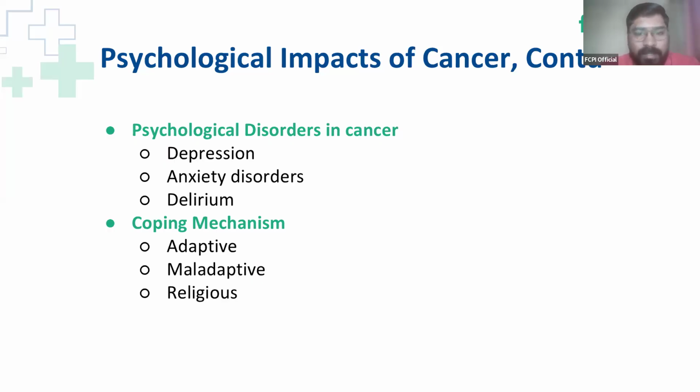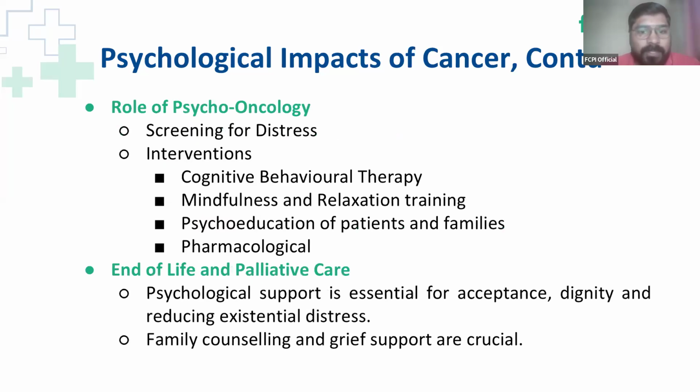Coming to the next slide, the role of psycho-oncology. The first thing is to screen for distress, and we can solve their issues by interventions, mainly helping them with cognitive behavioral therapy, training them with mindfulness and relaxation, psychoeducation of families and patients, and pharmacological support whenever needed to reduce depression and anxiety. So end of life and palliative care, here psychological support is very essential for acceptance of disease and also reducing the existential distress. Family counseling and grief support is very crucial.